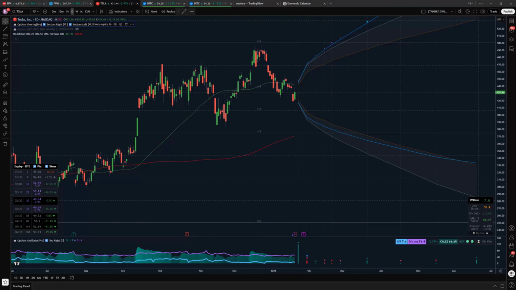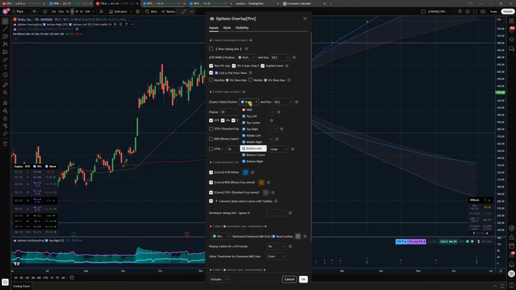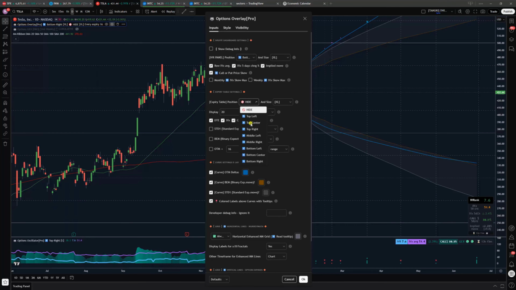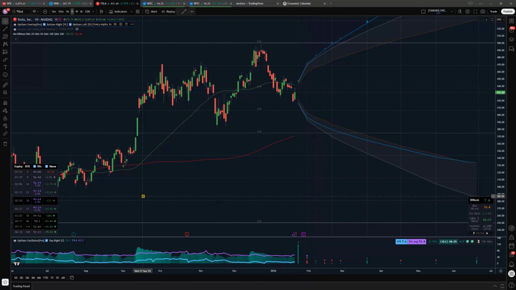So I think this expiry table is a pretty useful addition to the overlay indicator, but if you don't care about it, you can just hide it. If you go back to settings and click on expiry table position and select hide, then you can hide the whole thing and it does not bother you again. If you want to enable it again, then you can go to, say, bottom left, where I usually have it. So far we have covered all the options metrics in Options Overlay Indicator.